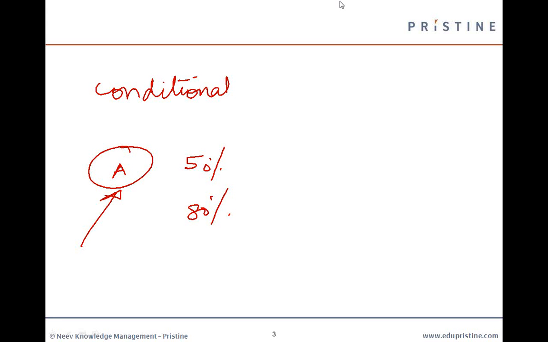Okay, now let's see another topic in probability, which is joint probability. We have seen basic probability, we have seen conditional probability, and now we are going to see the concept of joint probability. So what is joint probability?